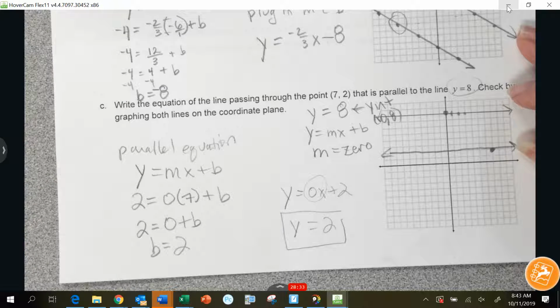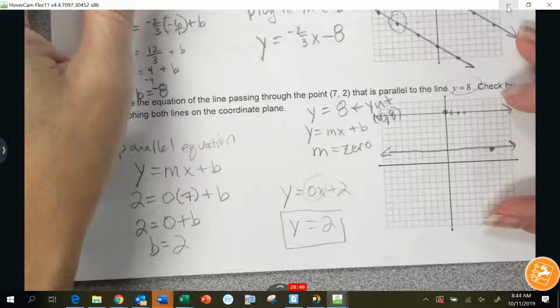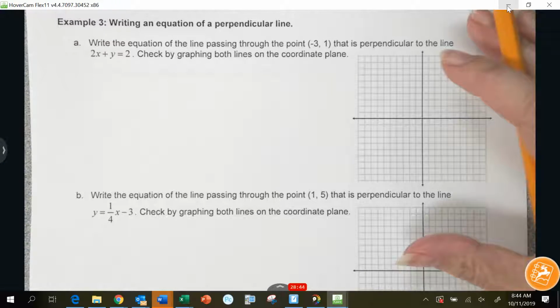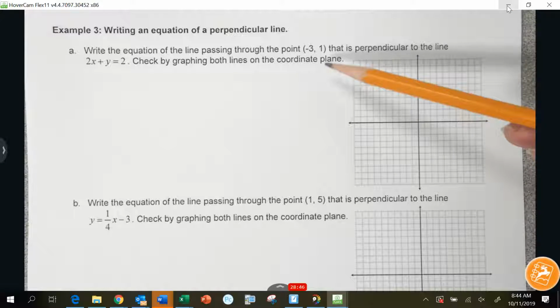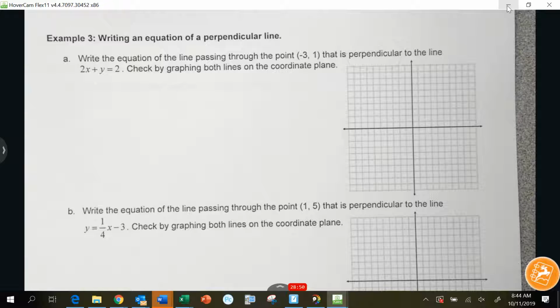We feel okay with this. Last example we're doing today is the next page. We're not doing this whole packet today. We're doing one last example. Write the equation of the line passing through the point -3, 1 that is perpendicular to the line 2x plus y equals 2.